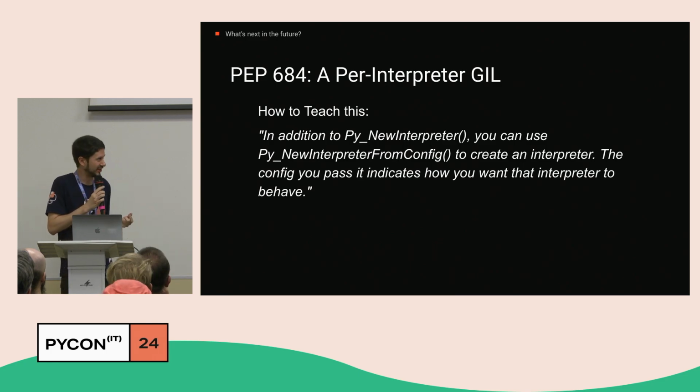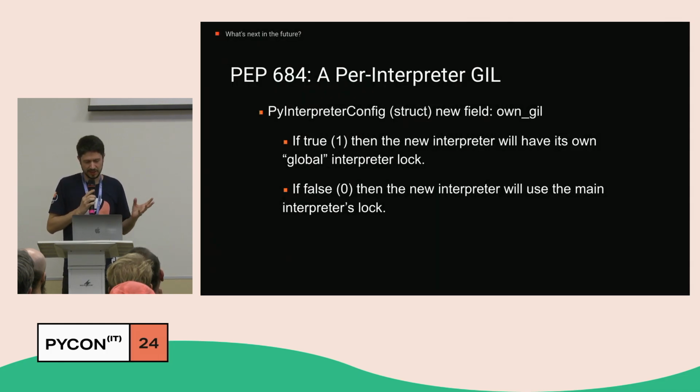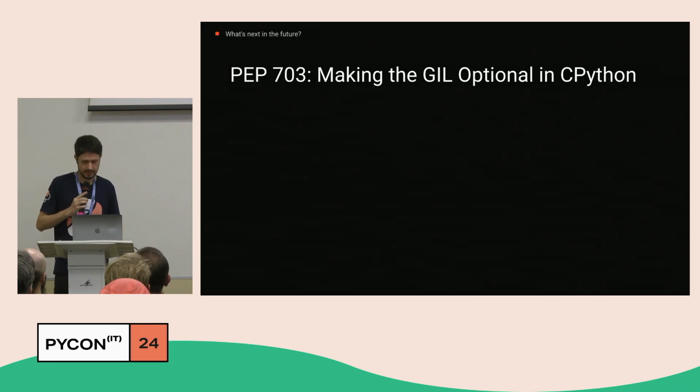And I had to bring this up because I found this really amazing. I had a feeling this PEP was never meant to be taught, because this says how to teach this, and I found it really amazing. In addition to PyNewInterpreter, you also have PyNewInterpreterFromConfig. I kept reading on, and I found that this is a struct in C with a field on GIL. You set it to true, you get yourself a new isolated GIL, and you set it to false, you get just the plain old Python as it used to be from Python 3.11 and backwards.